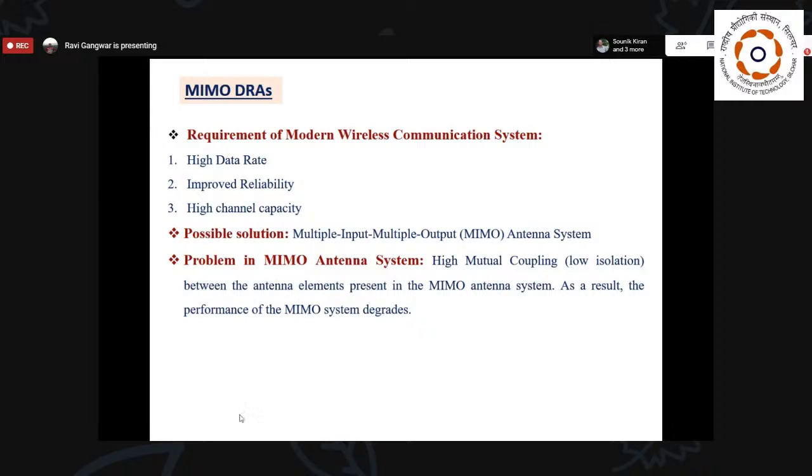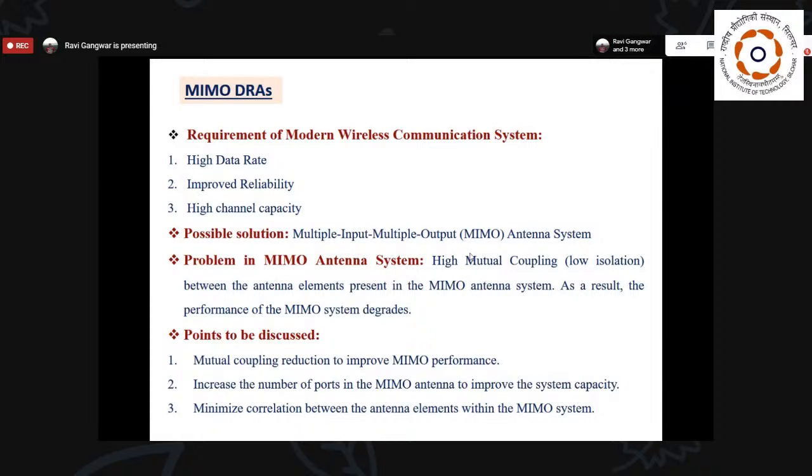As you know, multi-input, multi-output means we have more than one antenna at the receiver side and more than one antenna at the transmitter side. The mutual coupling between the antenna elements, whether at the receiver side or the transmitter side, is the major problem in the MIMO antenna system, because due to that mutual coupling, the performance of the MIMO antenna system is drastically degraded. So our task is to focus on how to reduce this mutual coupling so that we can improve our MIMO performance.